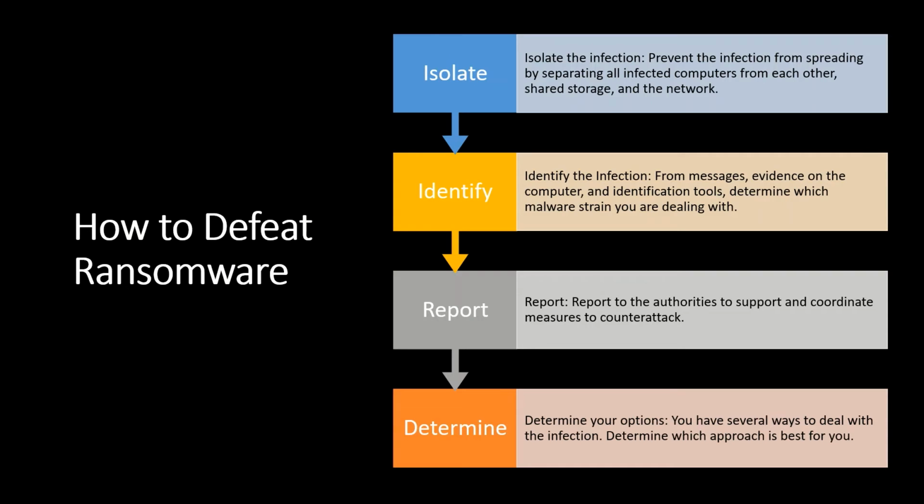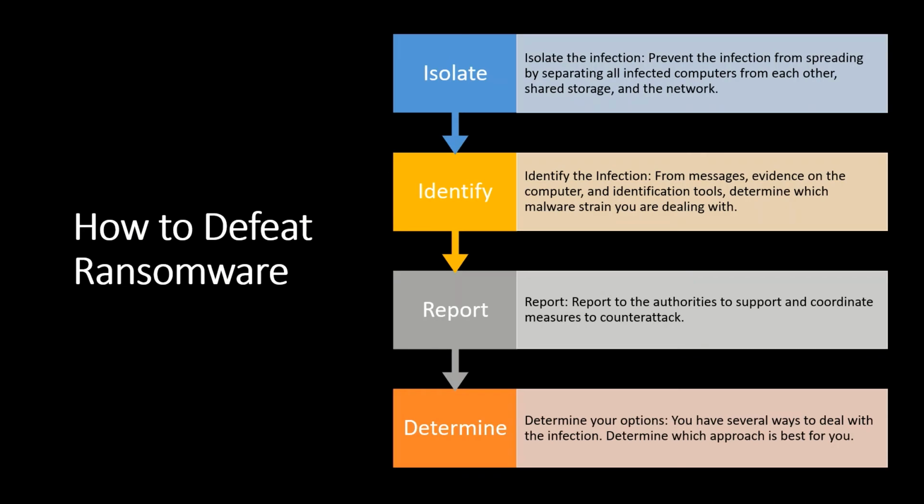The next step is to identify the infection. From messages, evidence on the computer, and identification tools, determine which malware strain you are dealing with. A scenario would be taking a snapshot of a system in memory to identify the attack vector, also blocking network access to any identified command and control servers used by ransomware.